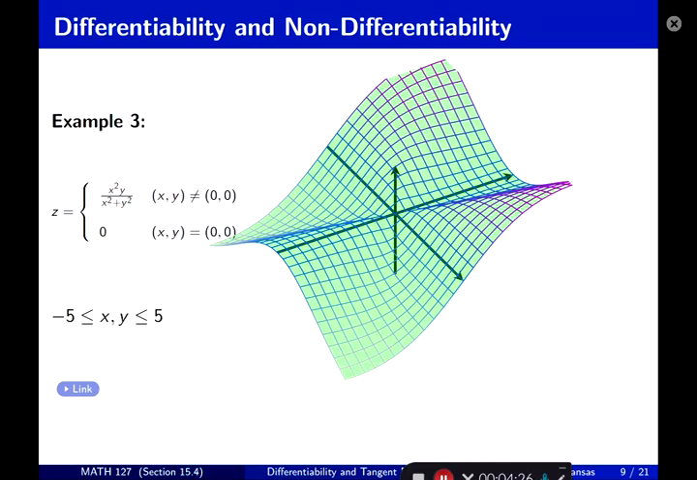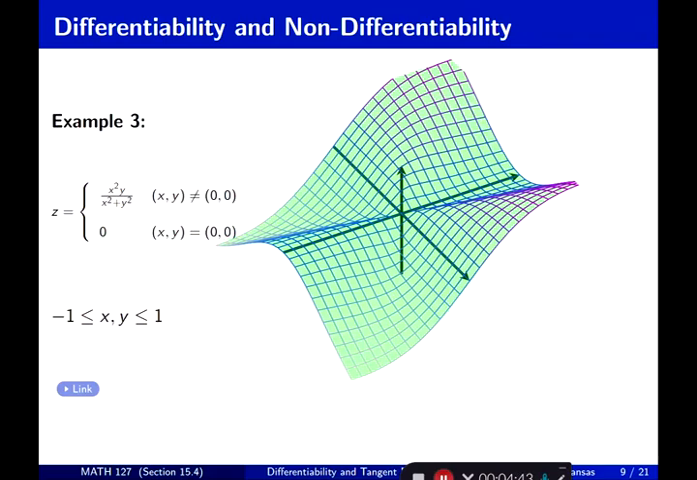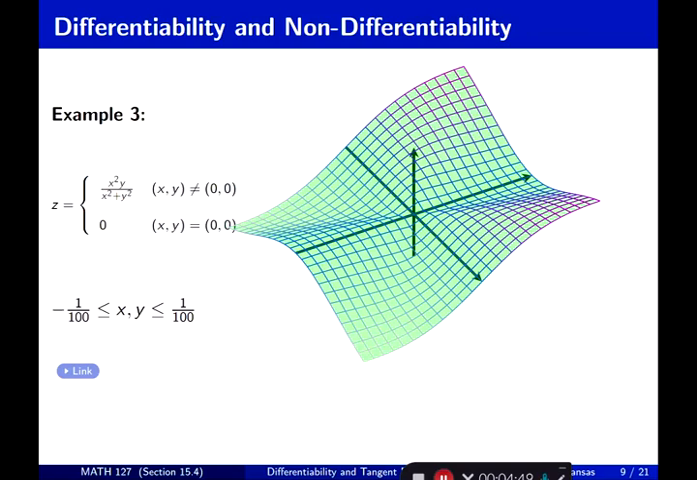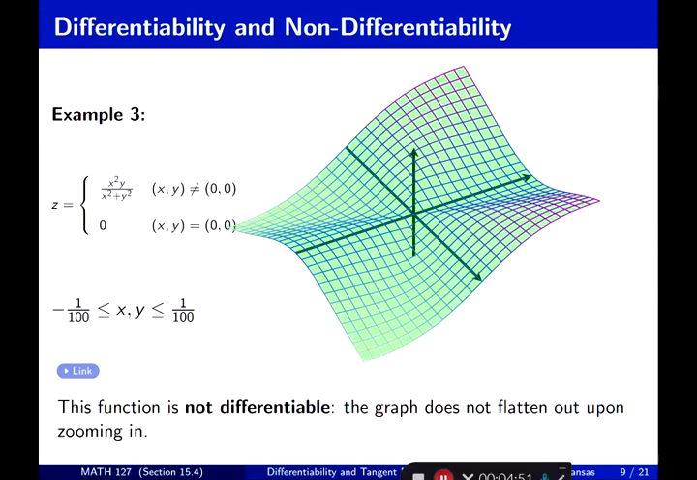So when x and y are between -5 and 5, you are graphing a big chunk of the function. It looks like this. Zoom in between -1 and 1, still that, between -1/10 and 1/10, and this one is not differentiable because it still is not flattening down completely.